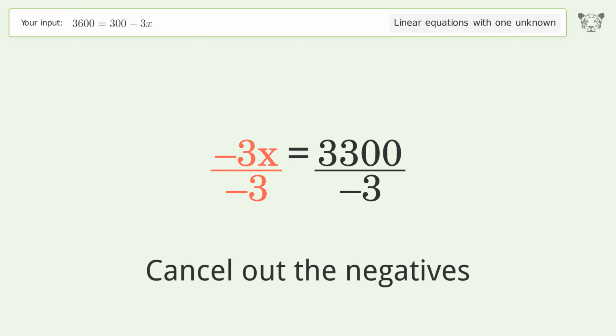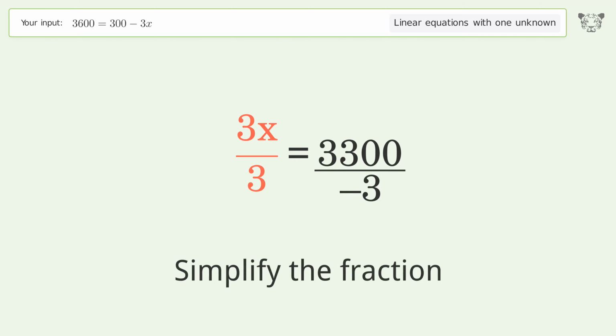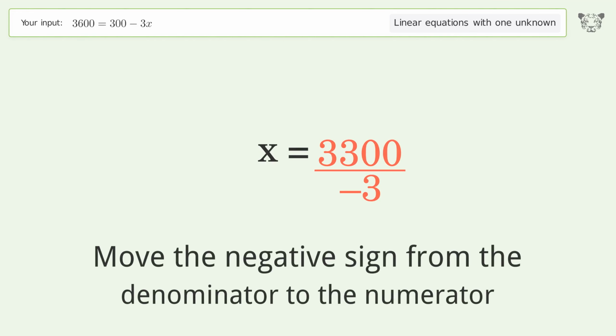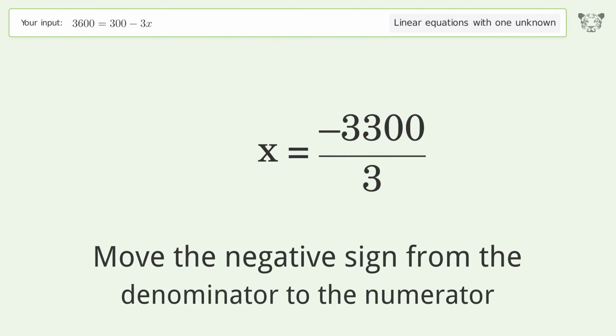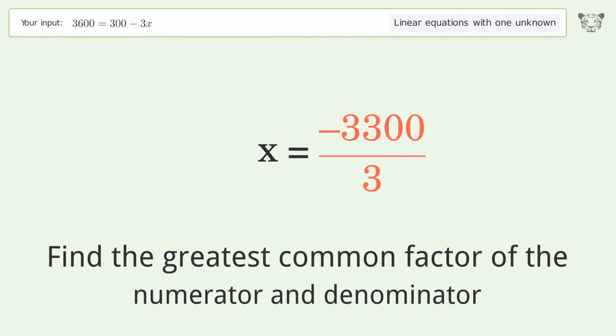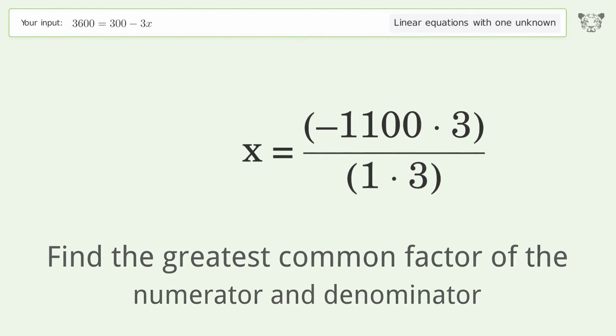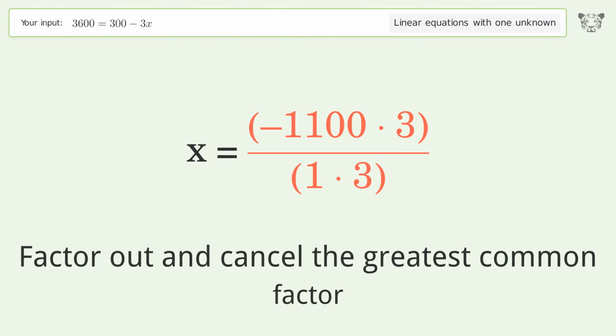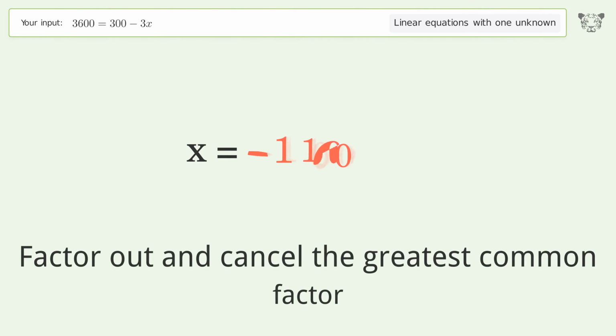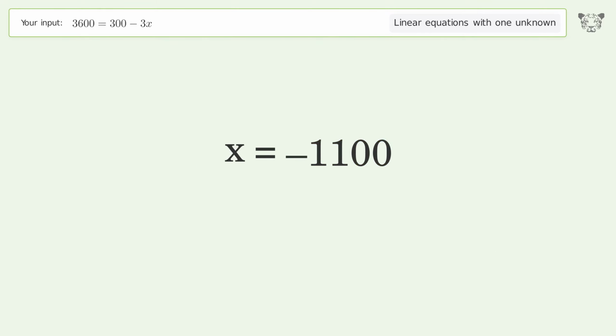Cancel out the negatives. Simplify the fraction. Move the negative sign from the denominator to the numerator. Find the greatest common factor of the numerator and denominator. Factor out and cancel the greatest common factor. And so the final result is x equals negative 1,100.